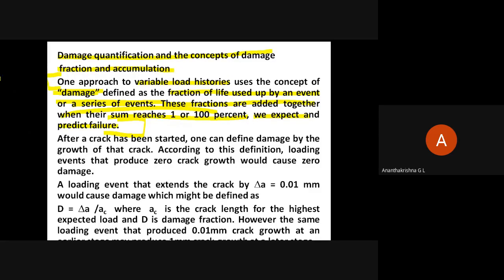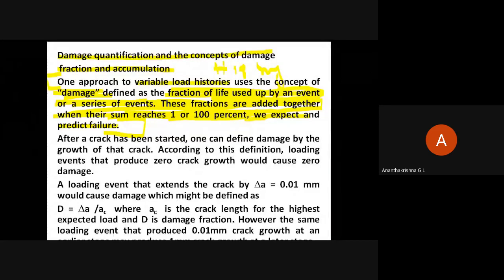I'll give you an analogy. To approach variable load history, we can use the concept of damage: a fraction of life is used up by an event or series of events. Suppose a healthy person develops high blood sugar or high blood pressure. A fraction of his life is used up by the event of high BP or high sugar. These levels get added up and further damage various parts of the body, such as the kidneys, retina, and heart. Finally, failure will occur for the person.